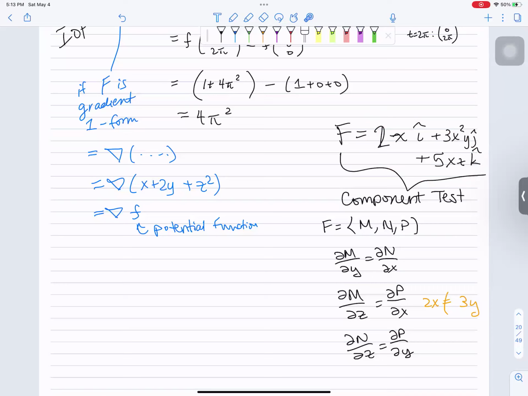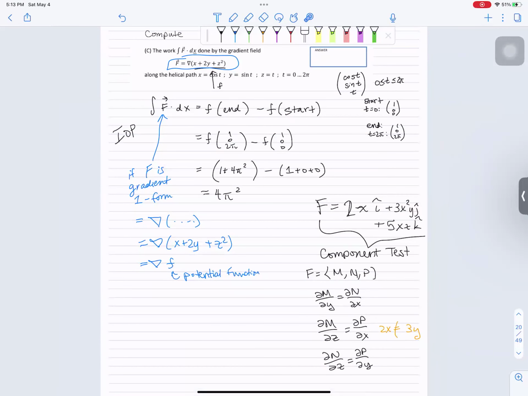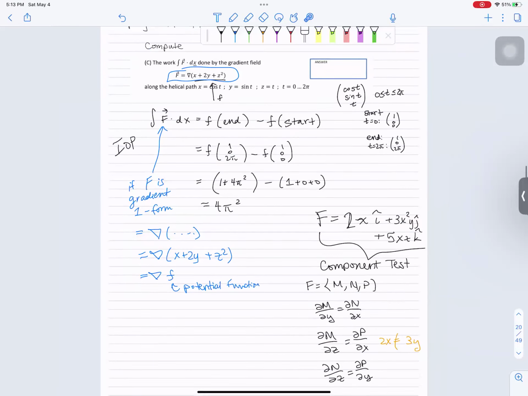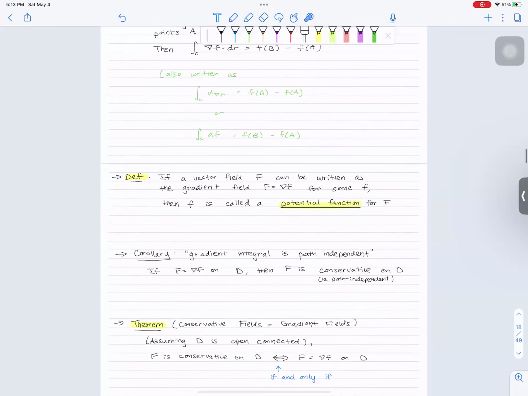Why didn't we find the gradient of that function before plugging in the start and end? Like, why did we not find the partials and why did we leave the values of the function the same? We don't need to find the gradient of the function because we want to use the potential function.